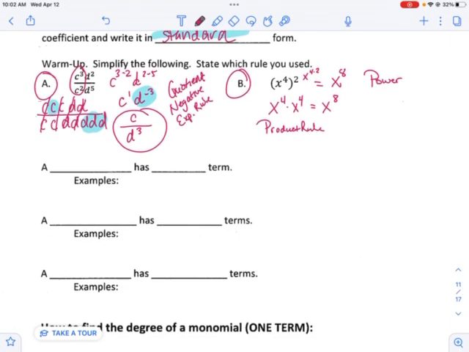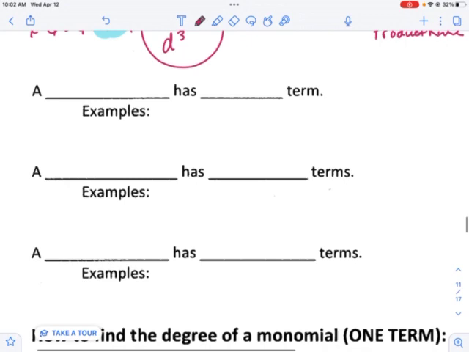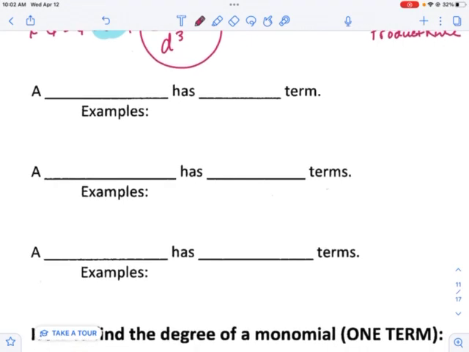So we're going to learn some terms here and talk about examples and identification. So first term is that a monomial has one term. All right, a monomial, if we think of the prefix mono, means one. So a monomial has one term. Examples, x, 3y, 4xy cubed. These are all monomials.